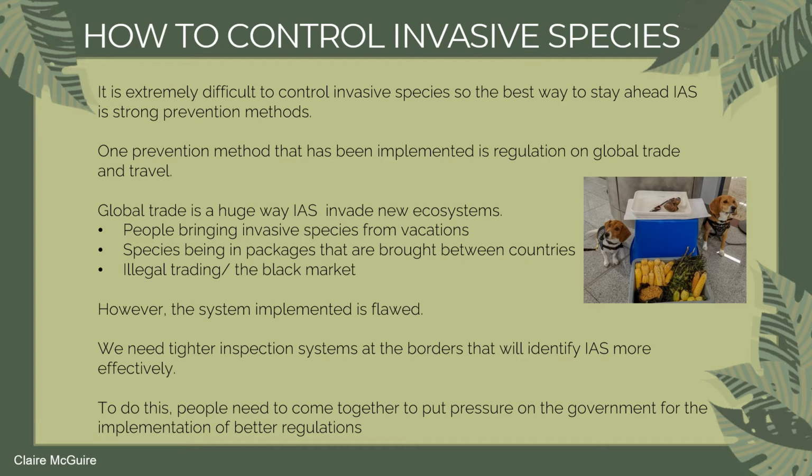On this slide, I'm going to be talking about how to control invasive species. It's actually very difficult to control invasive species, so it's best to prevent them. One prevention method that has been implemented is regulation on global trade and travel, since it is a huge way IAS invade new ecosystems, by being brought on from vacations and in packages that are sent between countries. However, the system is flawed, and we need tighter inspection systems at borders that will identify IAS more effectively. To do this, the people need to come together to put pressure on the government for the implementation of better regulations.